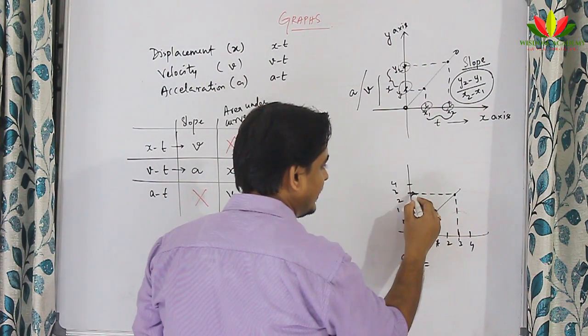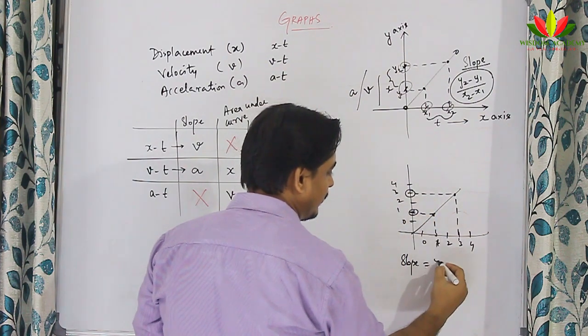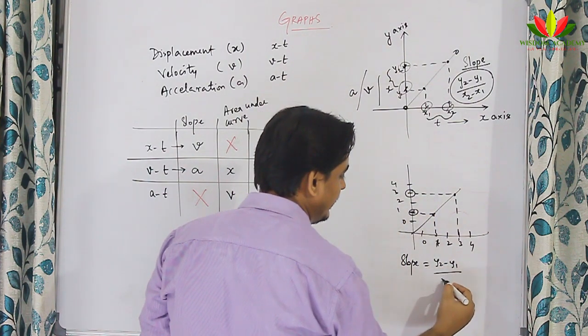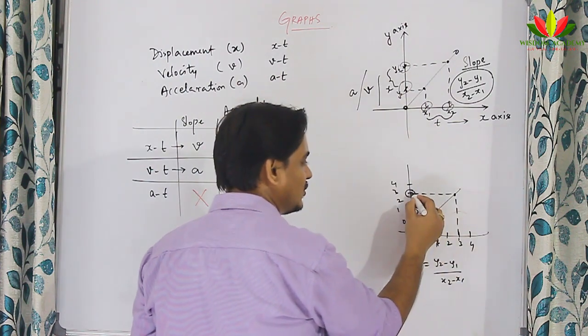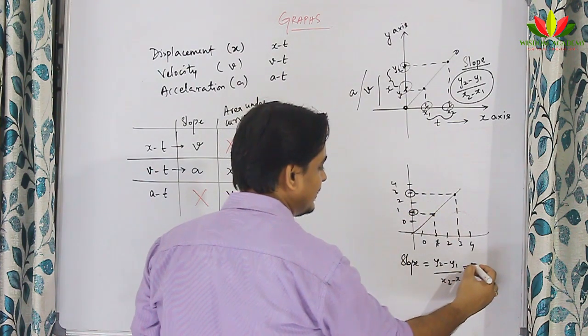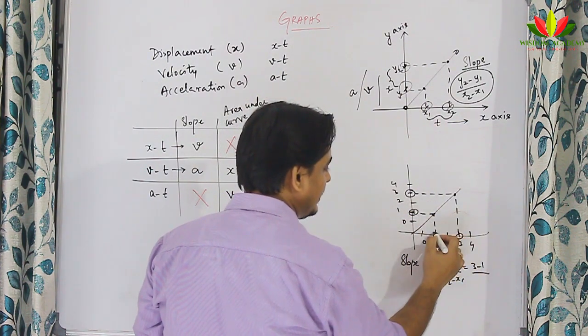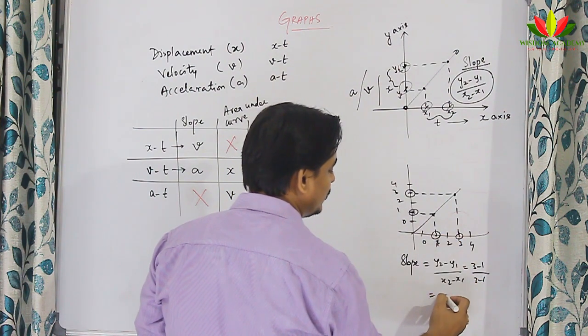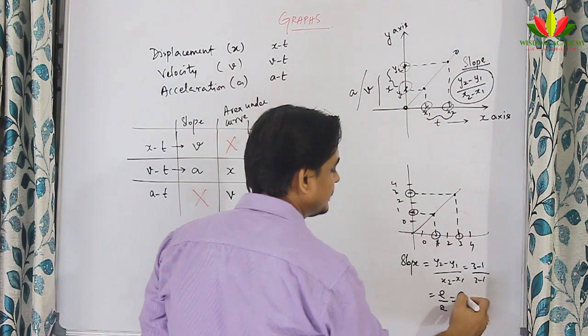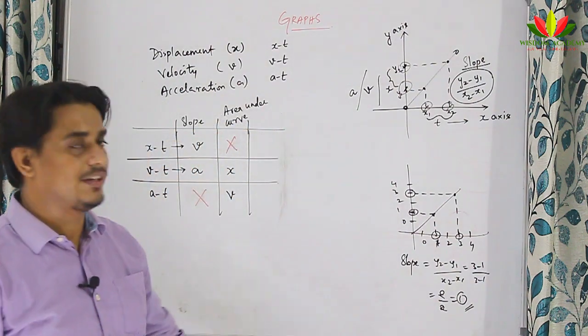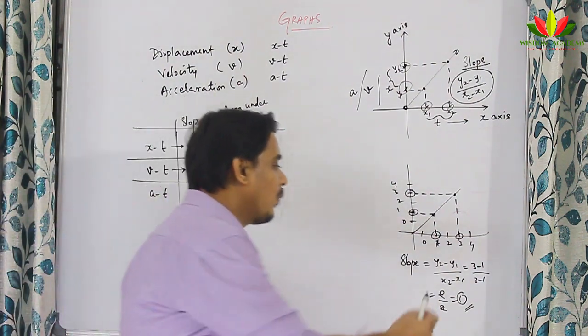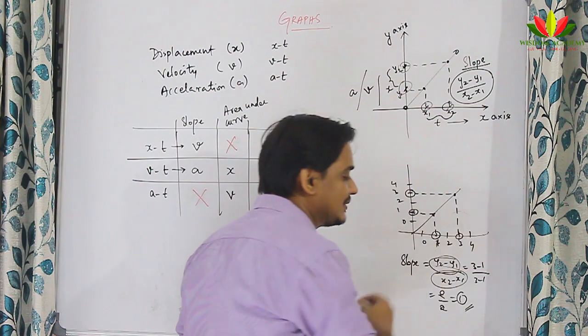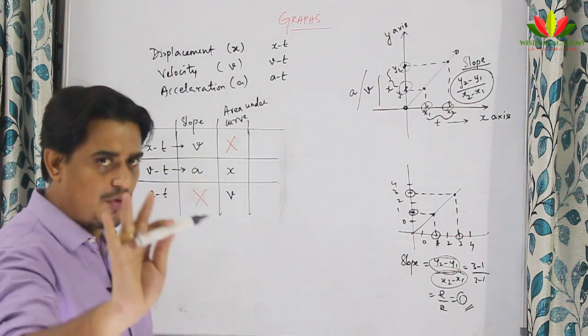Slope will be y2 minus y1 by x2 minus x1. I know that formula. So y2 is 3, y1 is 1, so I will write 3 minus 1. Here again 3, here again 1. So 3 minus 1, so 2 by 2. Slope here is 1. Remember this. So it is very simple to find the slope. Slope means y-intercept by x-intercept. Okay, I hope you have understood.